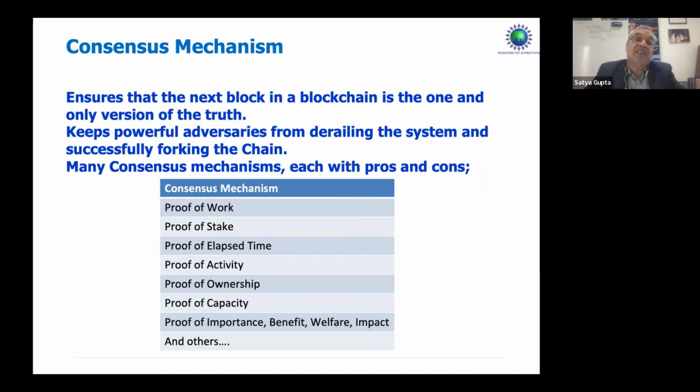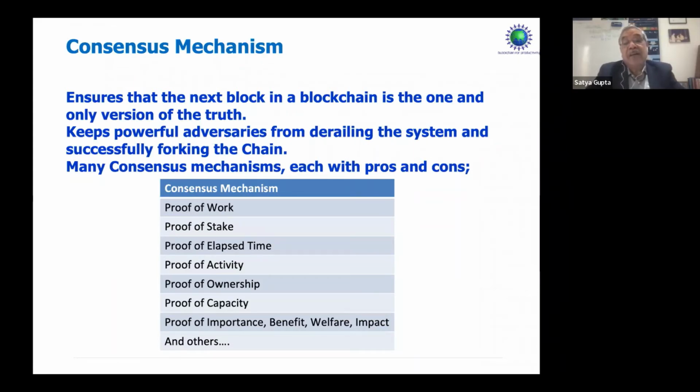There are many consensus mechanisms, each with its advantages and disadvantages, but at least one of them is used. These are called proof of work, which was used in Bitcoin, and proof of stake, being used in Ethereum. Then there is proof of elapsed time, proof of activity, proof of ownership, proof of capacity, proof of importance, benefit, welfare, impact. There are so many.